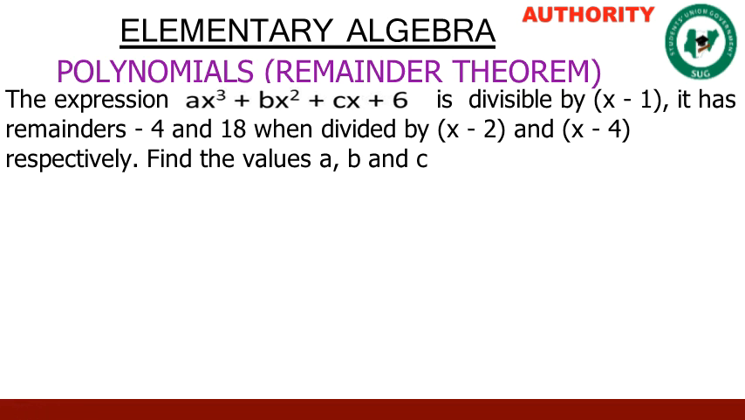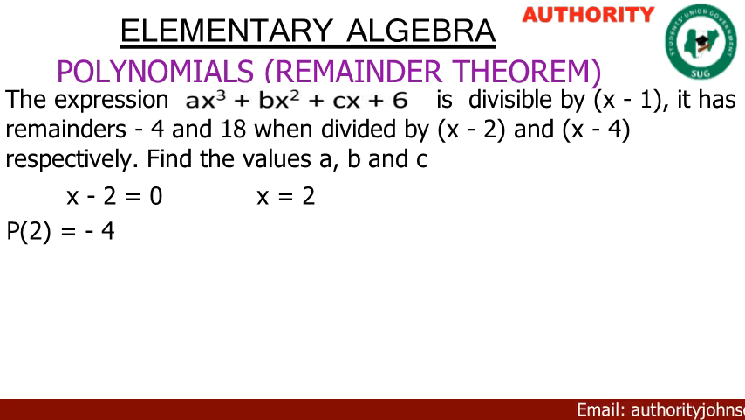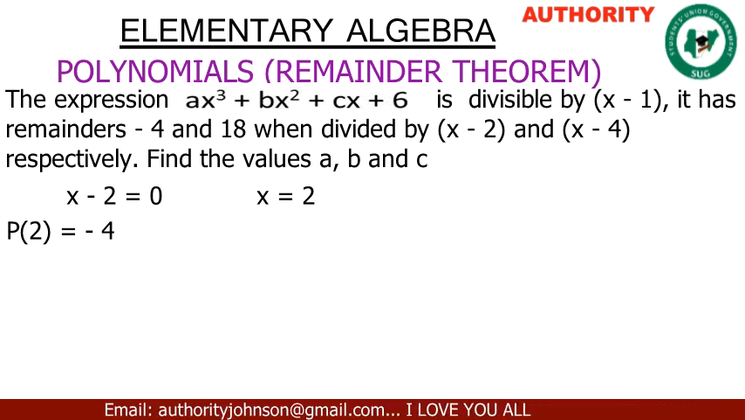Now let's pick x minus 2. x minus 2 is a factor, and let's equate it to 0. When you equate this to 0, we're going to have x minus 2 is equal to 0. Make x the subject, x is equal to 2. Now we're going to say that p of 2 is equal to minus 4. When our expression is divided by x minus 2, we are going to have a remainder of minus 4. So we're going to equate it: p of 2 is equal to minus 4.